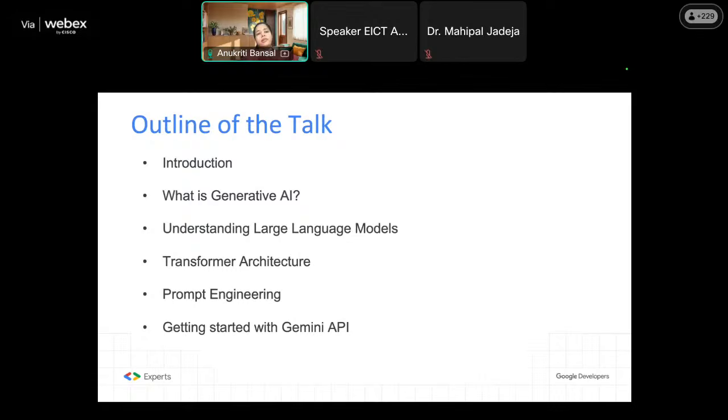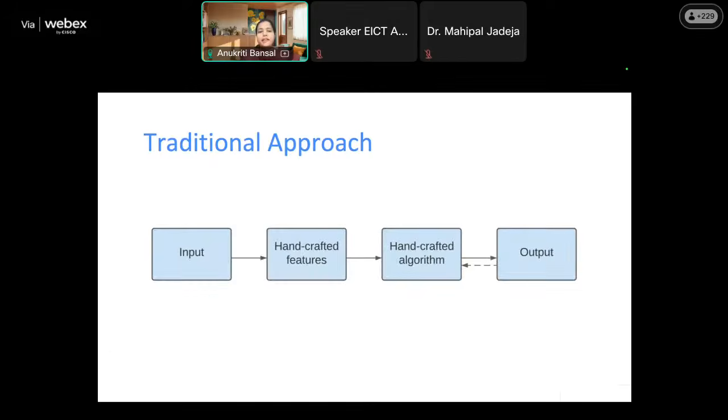Let's start with the basics. Before we start with generative AI, let's understand how things used to work before this AI. Only then will we be able to understand the correct meaning of generative AI, what we understand by these large language models, and what the need for these large language models is. So if I talk about the traditional approach, this is my input.